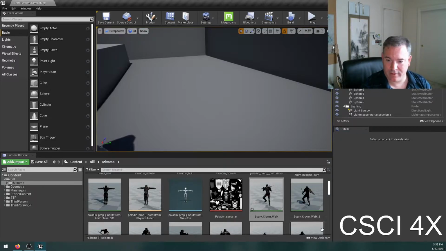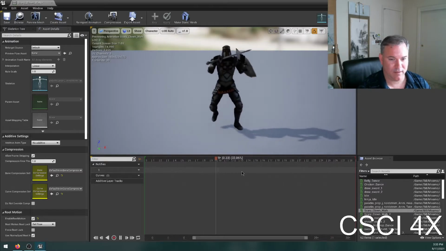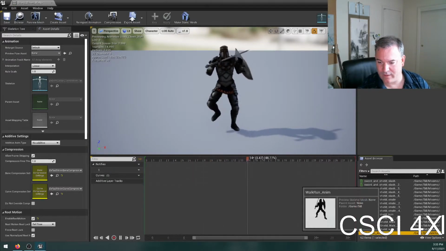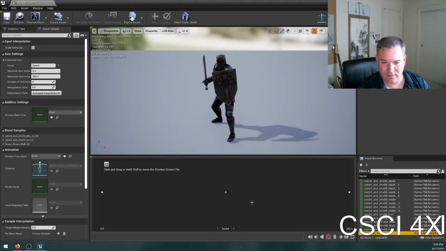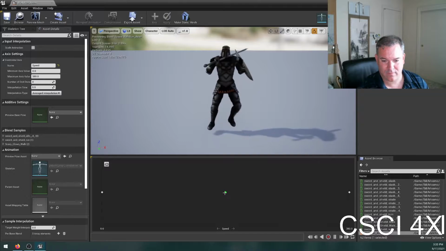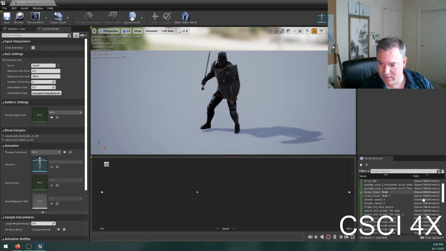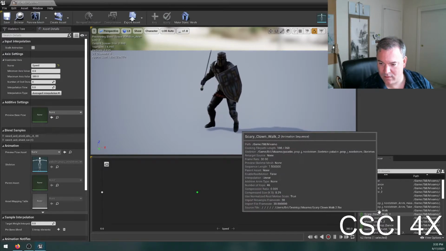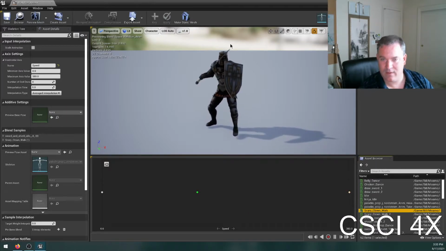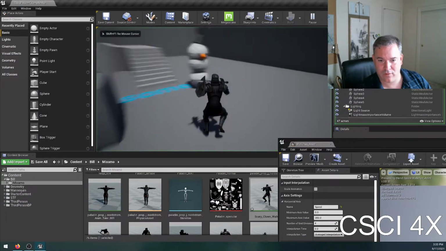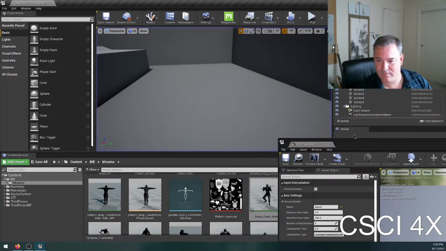Whereas enable root motion again, it's on each individual animation. So if you click on Scary Clown Walk, oh right, I was going to show you what it looks like if it's off. So let's go to Walk Run Animation here, and delete you, and let's go to Scary Clown Walk over here. And so now when I run at full speed, it should show you the, oh, did I?